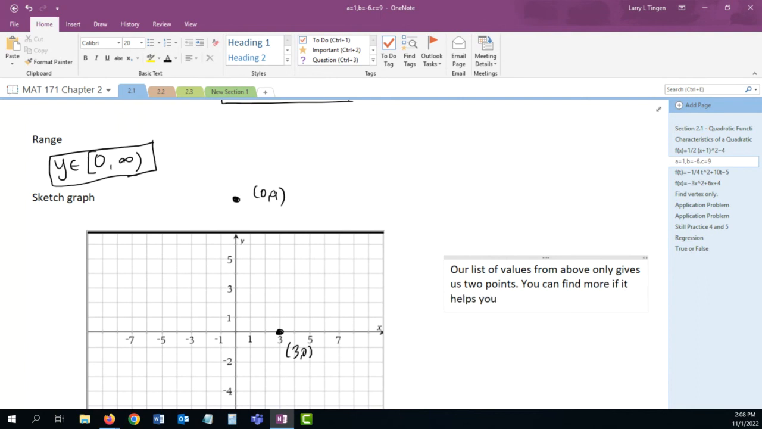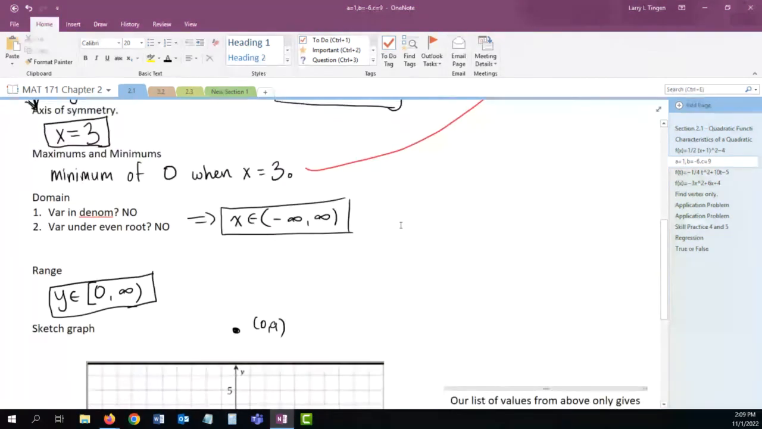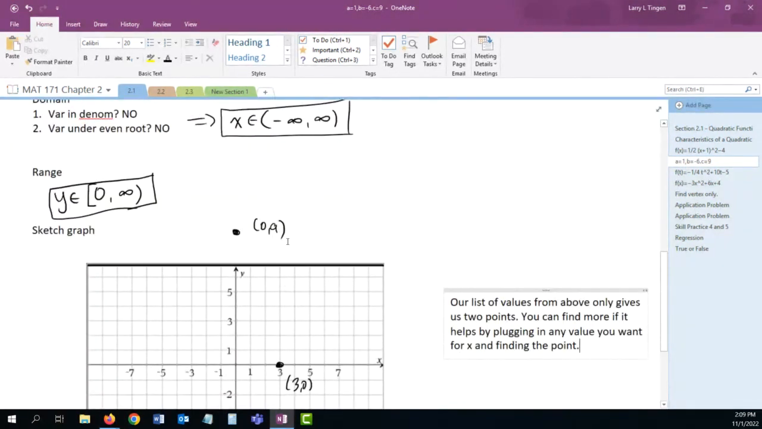If it helps, you can plug in any value you want for x and find the point. (3, 0), and then (6, 9). Yep, you got it. So this one only has 2 points. You can probably see how this is going to go. This parabola is opening up. It's going to look like this, and it's symmetric, so it's going to do the same thing on that side.